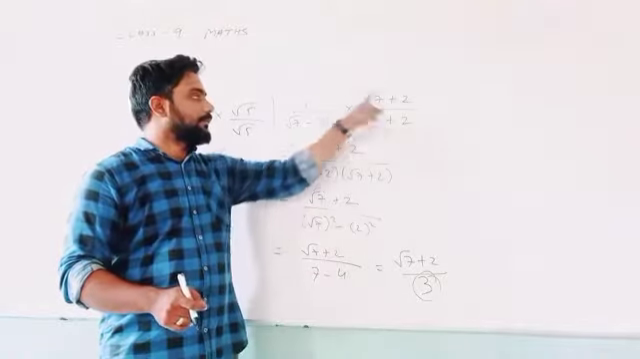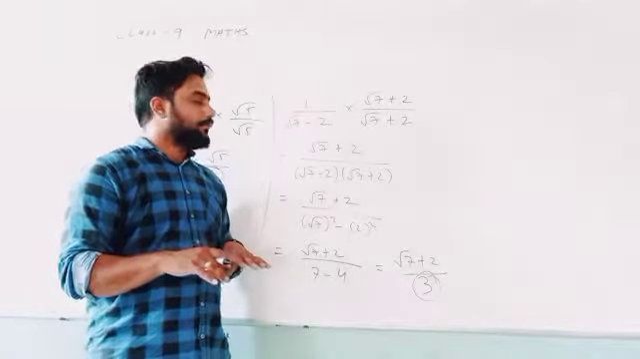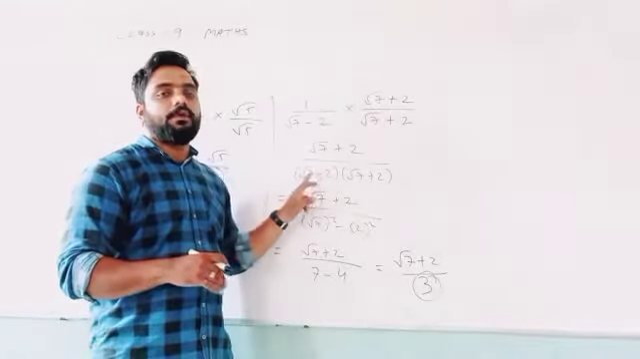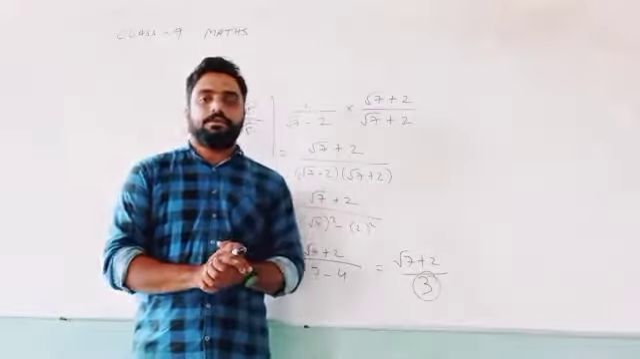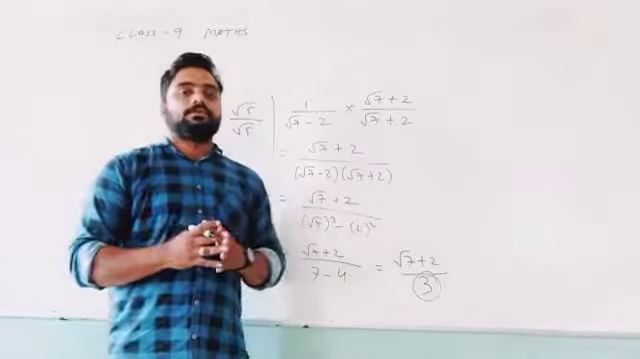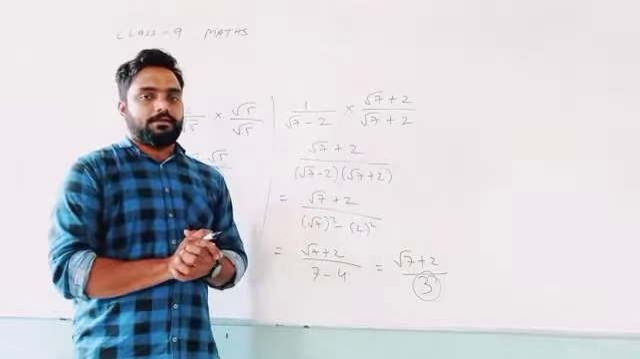Here it is minus. Why are we doing it this way? Because we want to obtain the form a minus b into a plus b. Understand or not, all of you? So this is the method of rationalizing. Understand or not?